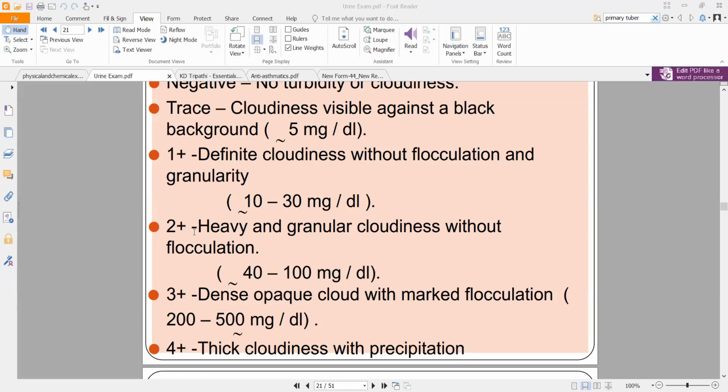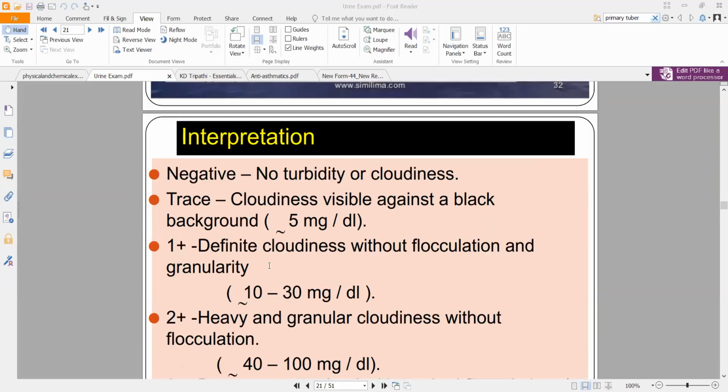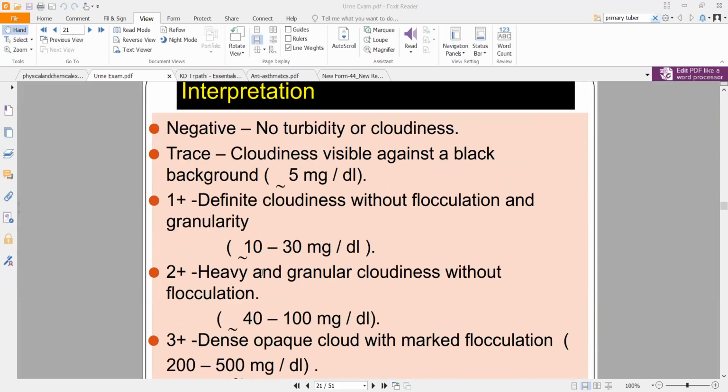This is way over 500 mg per deciliter. So this is definitely a chronic condition where you will see thick cloudiness. Your urine will become very precipitated, and you will see thick cloudiness. The solution also will become thick in a way once you add acetic acid. All right, that is how you interpret your protein analysis in urine, basically.